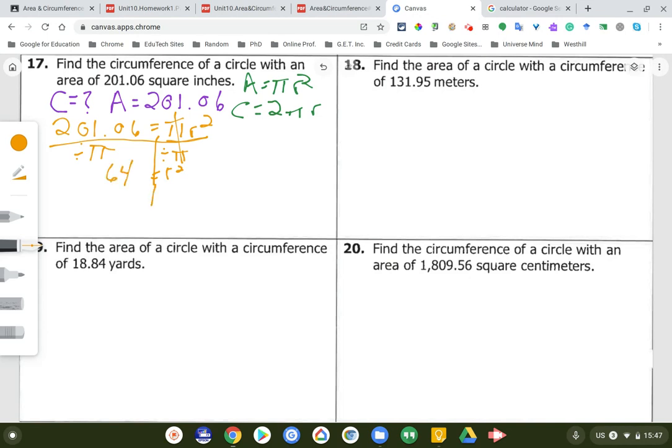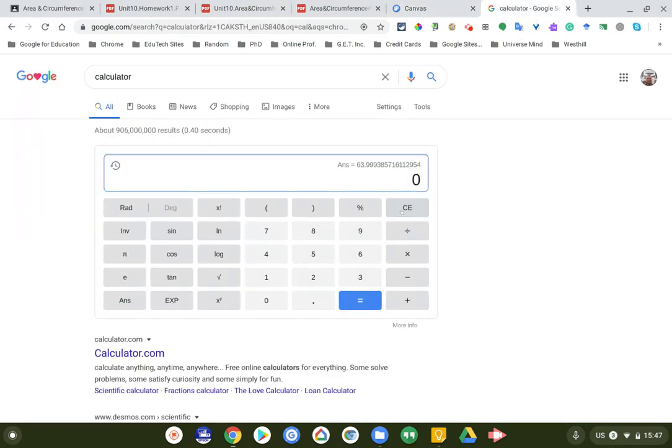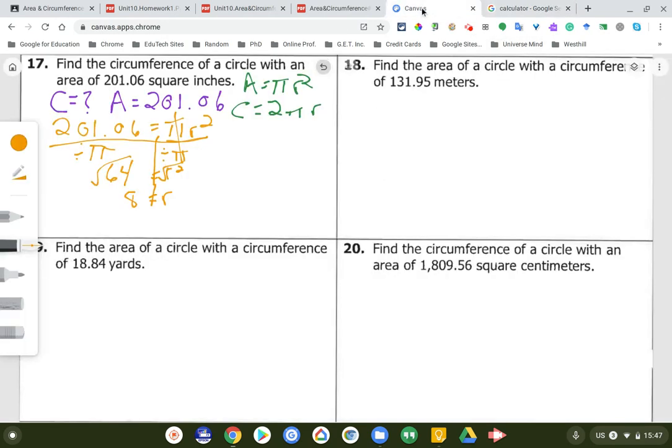All right, let's make our line. We're going to take the square root of 64. So r is going to equal, square root of 64 is 8. I'm just going to say it. Okay, if you don't believe me, let's hit all clear here. Square root of 64 equals 8. Okay, so our r is 8.